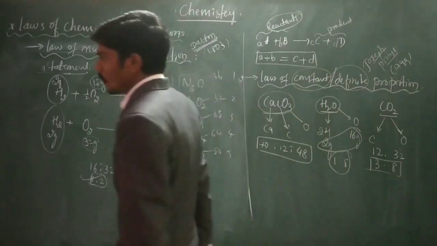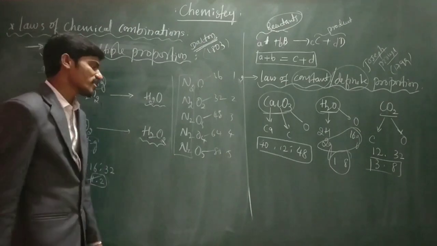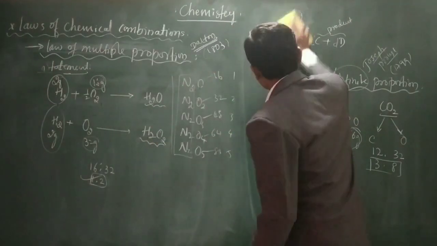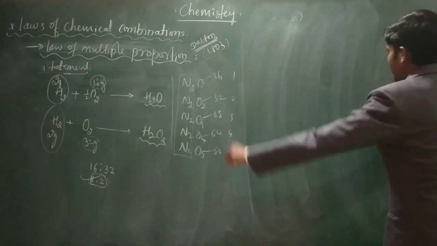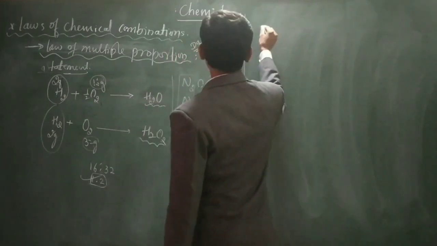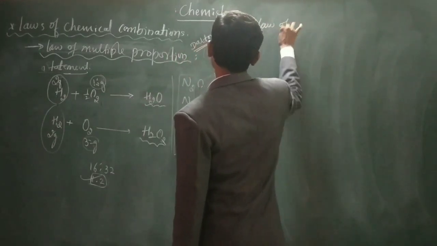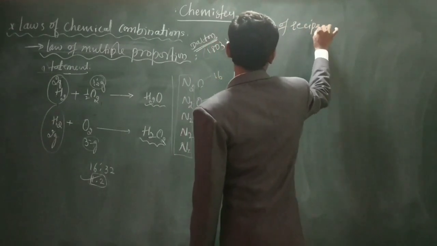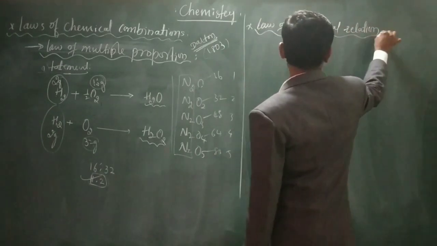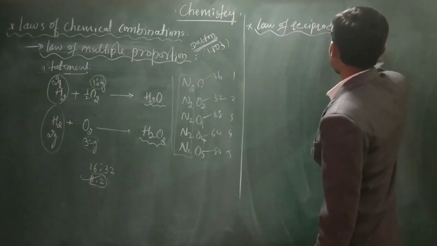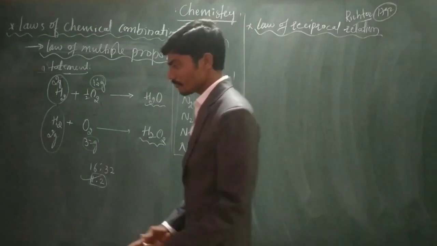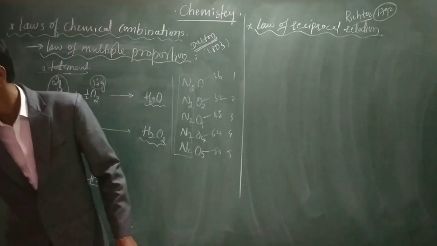Now let's move to the next concept, that is the law of reciprocal relation. This statement is also a little complicated, but if you see the concept and the example, it will be solved. The law of reciprocal relation. This law is given by Richter in 1792.